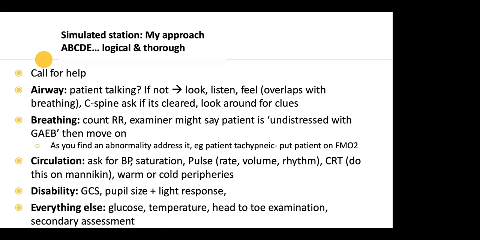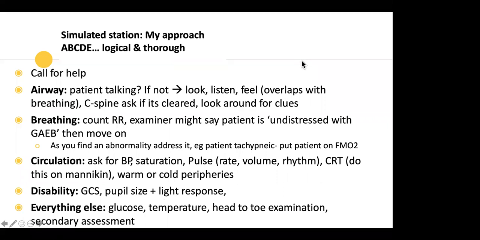So say you would like a blood pressure reading, pulse oximetry, and the pulse. And remember to say you want the rate, volume, rhythm, all of it, and do as much as possible, do everything on the mannequin. In terms of capillary refill time, do it on the mannequin. Feel the peripheries. And then moving on to disability, you need to know the GCS scoring system well. I have heard that sometimes they can provide you with a chart, but I think just knowing it is much easier. Check the pupillary light response and the size, and then E, everything else.